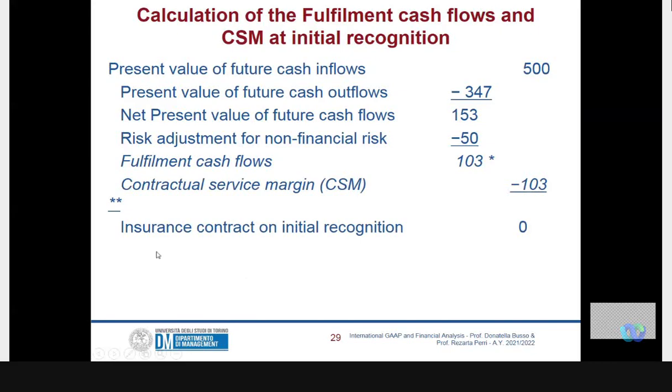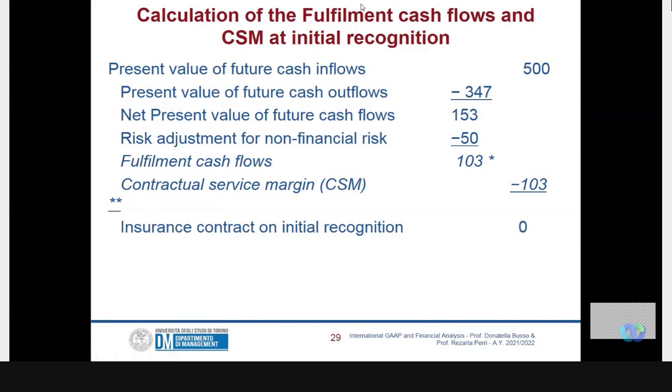In order for the insurance contract on initial recognition to be zero, remember the rule of IFRS 17? No day one profit. That means that when I compare fulfillment cash flows and CSM, they should compensate and net off each other. If I'm expecting 103 euro as a profit, that is my liability as well. So CSM is going to be minus that amount, okay?